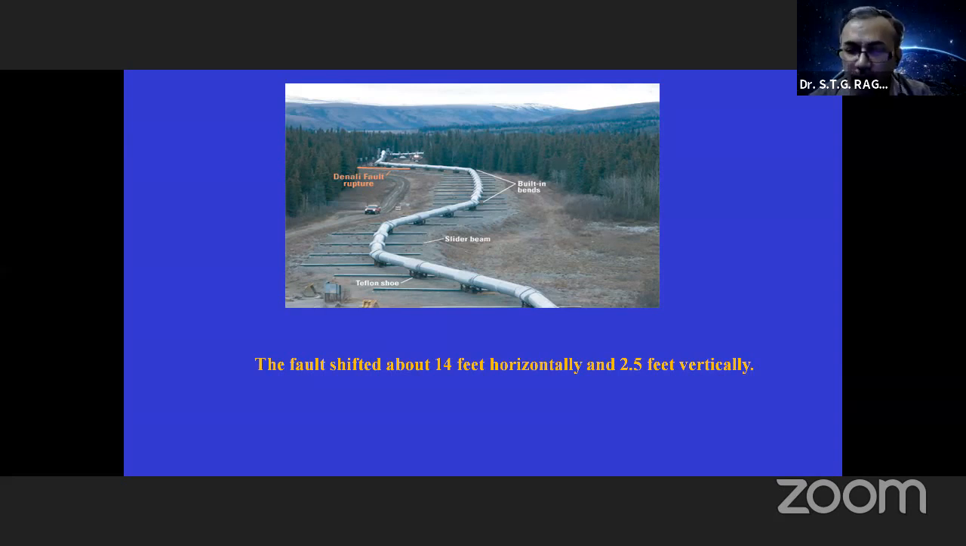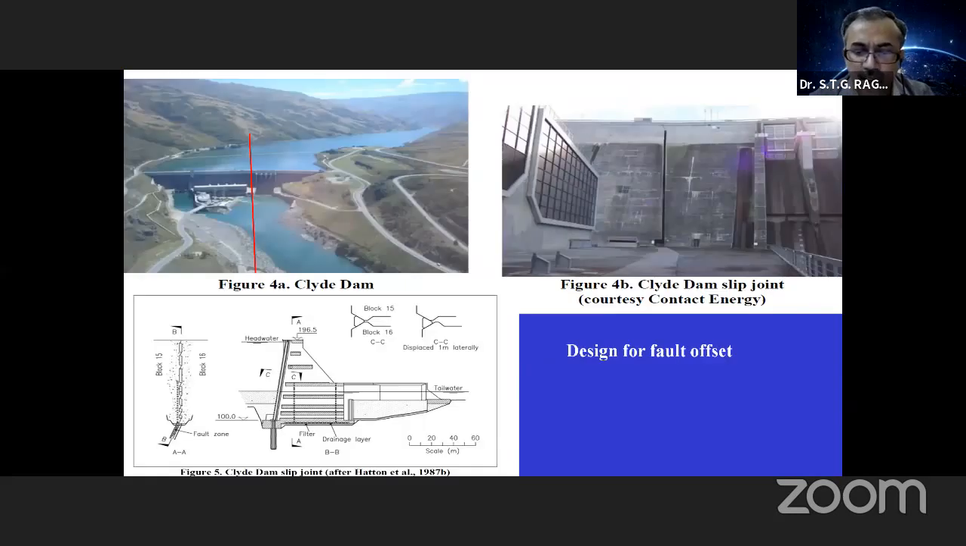So this is how we have to design structures near the faults or crossing the faults. And this is also a famous dam in New Zealand, the Clyde Dam. This dam was built on top of a fault. They knew that if there is an earthquake on this fault, the dam could collapse. So they provided a joint here. It is not one dam; it is two dams, which can take care of the permanent residual ground displacement. This is how they design things located on top of faults.